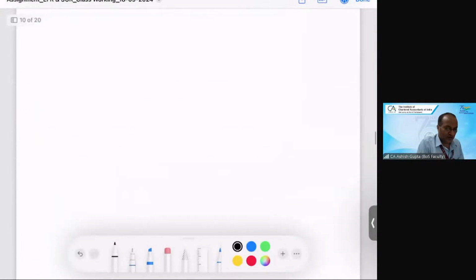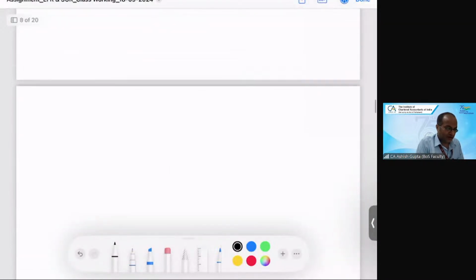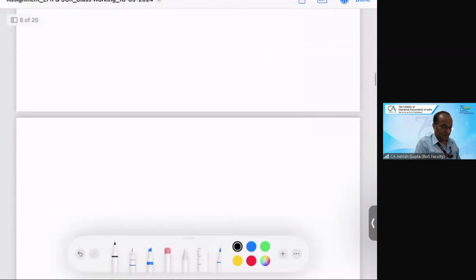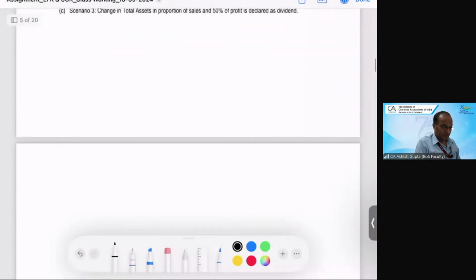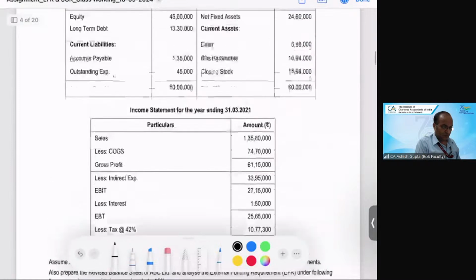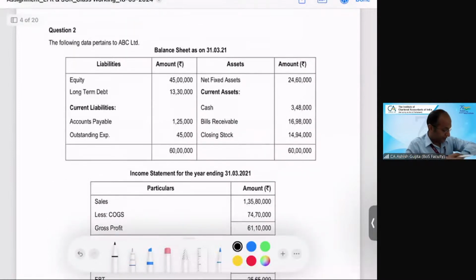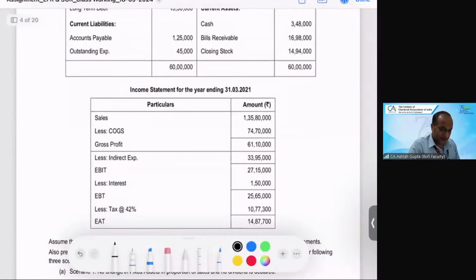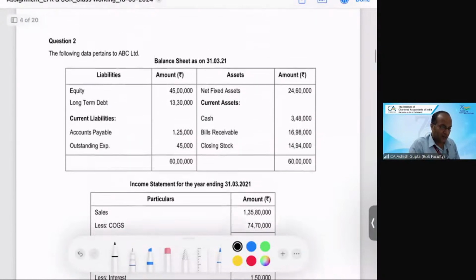My mistake, students. I have started solving the third question. I'm sorry, I have mistakenly taken up the third question. First of all, let us discuss question number second. Then I will go to question number third. Quickly go through the question, because the third question is quite a lengthy question.